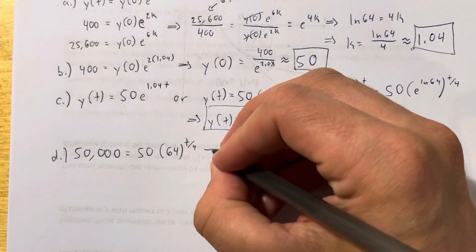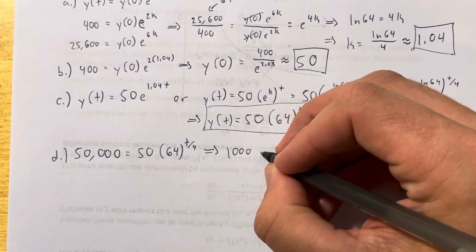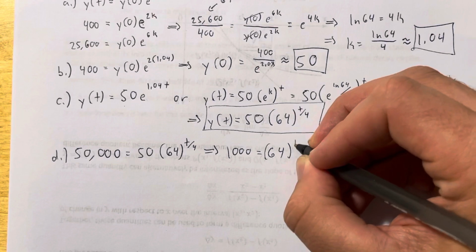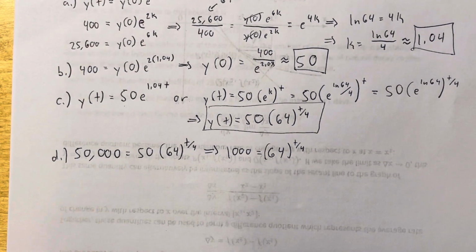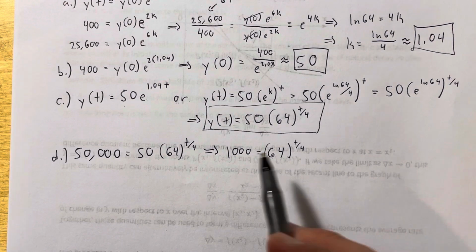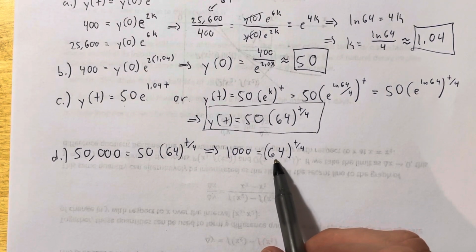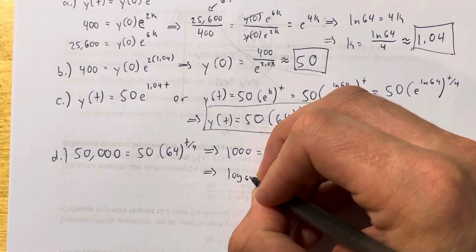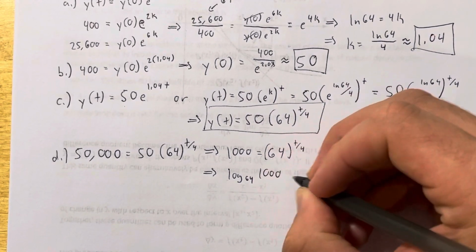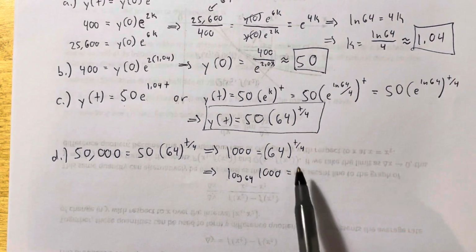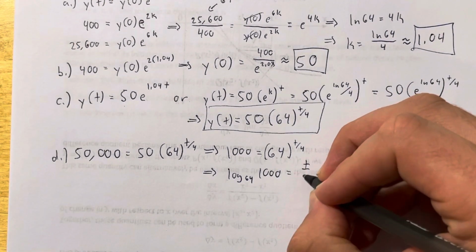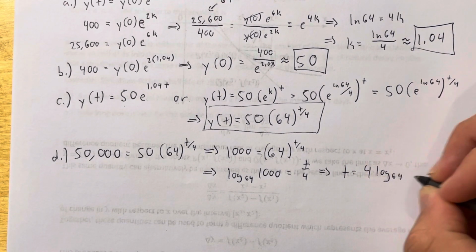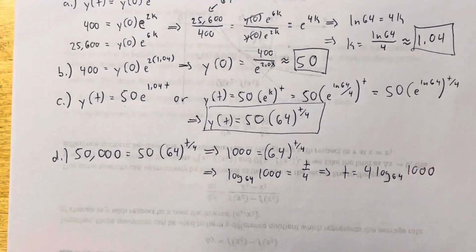Okay? So divide both sides by 50. I'm going to get 1,000 equals 64 to the power of t over 4. Okay? Now what I'm going to do is take a log with a base of 64 of both sides. So I'm going to get log base 64 of 1,000 is equal to, the point of doing that is because that cancels this 64 out, so I get t over 4, or in other words, t equals 4 times log base 64 of 1,000.